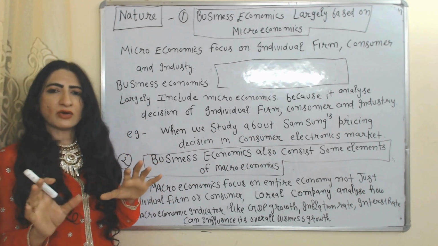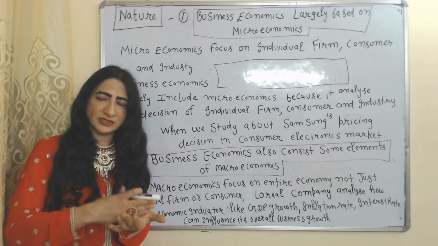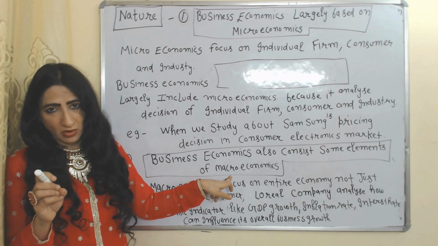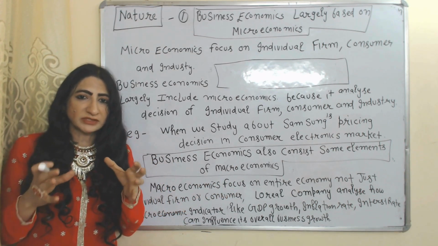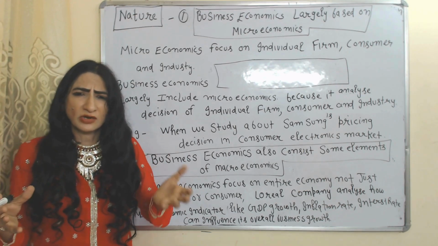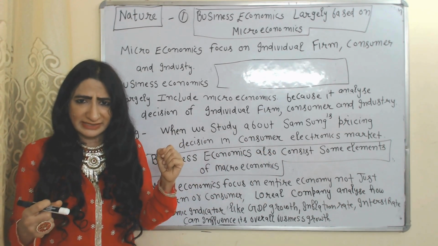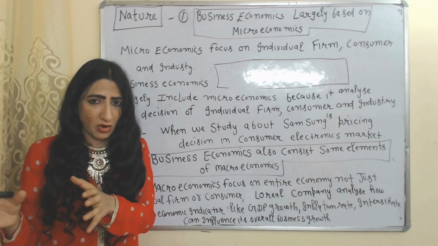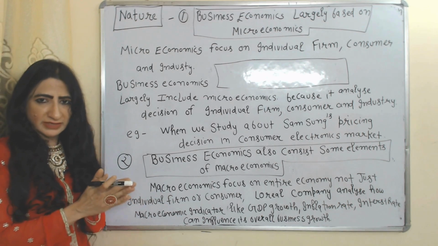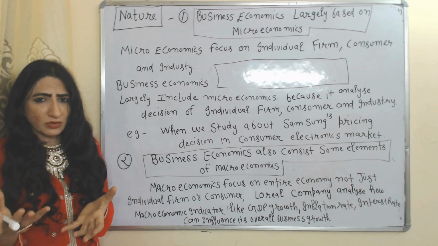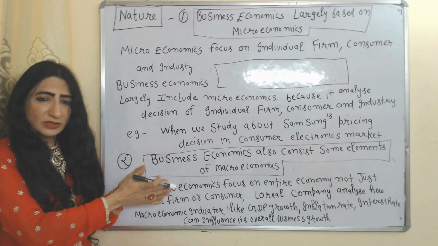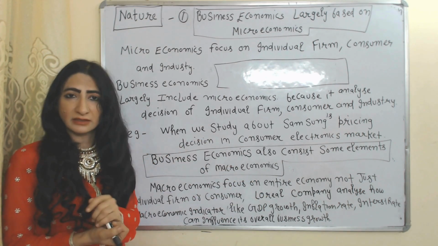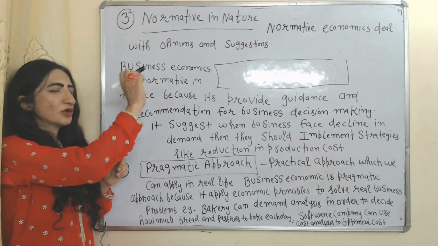market. No doubt, business economics is largely based on microeconomics, but it also consists of some elements of macroeconomics. As we know, macroeconomics focuses on the entire economy, not just on individual firm or industry. And business economics consists of some elements of macroeconomics. For example, business economics studies how macroeconomic indicators like GDP growth, inflation rate, interest rate can influence an individual firm like L'Oreal.